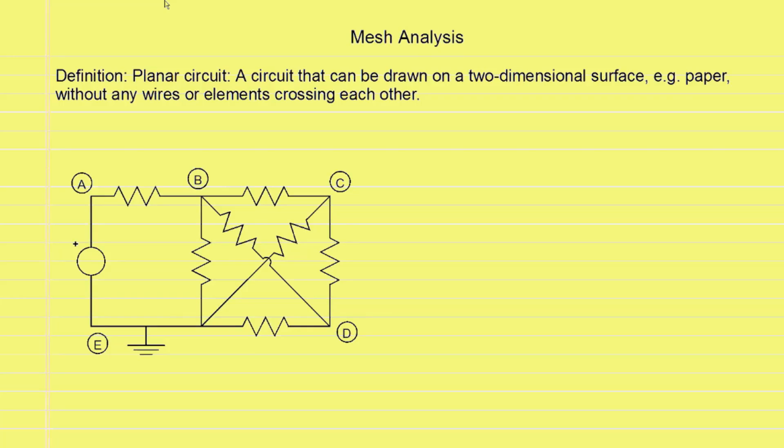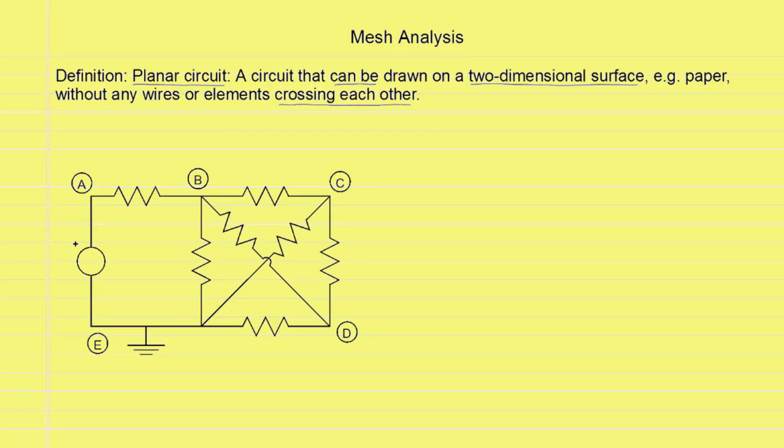A planar circuit is a circuit that can be drawn on a two-dimensional surface, for example paper, without any wires or elements crossing each other. We will underline a few words in this definition to stress some key ideas. A planar circuit is a circuit that can be drawn on a two-dimensional surface, for example a paper, without any wires or elements crossing each other.